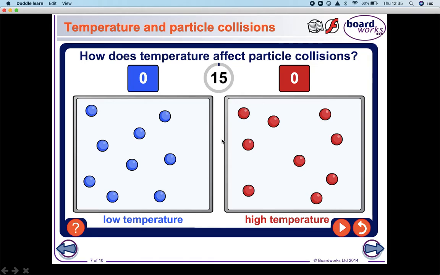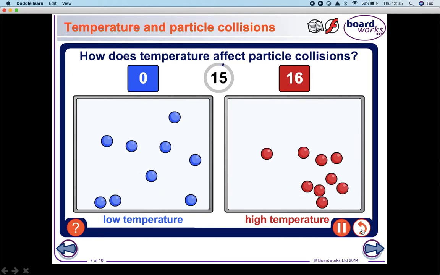Okay, so just watch. On the left hand side here, the blue side, we have the low temperature particles, and on the right hand side we have the high temperature particles. Remember that the reason temperature affects rate of reaction is because it gives the particles kinetic energy, so they move faster. So when they move faster, their collisions become more effective. I want you to first of all look at the speed that the red particles are moving at, and then secondly, look at the number of effective collisions.